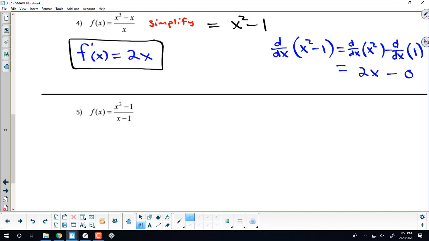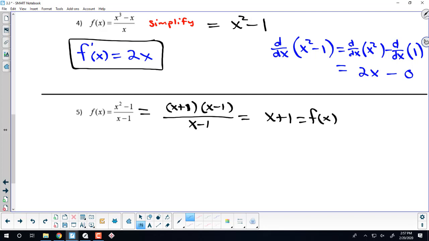So we're going to simplify this as x plus 1 times x minus 1, all over x minus 1. Okay, so that's f of x, which simplifies to x plus 1. We're going to take the derivative of x plus 1. What's the derivative of x plus 1? 1? Do you all agree? The derivative of x is 1, plus the derivative of 1 is 0. So that's the slope at all points on x squared minus 1 over x minus 1.